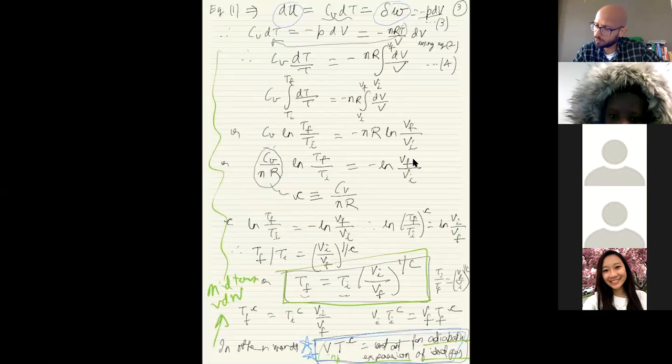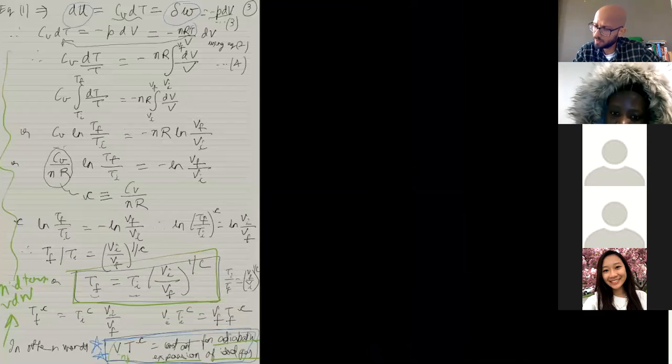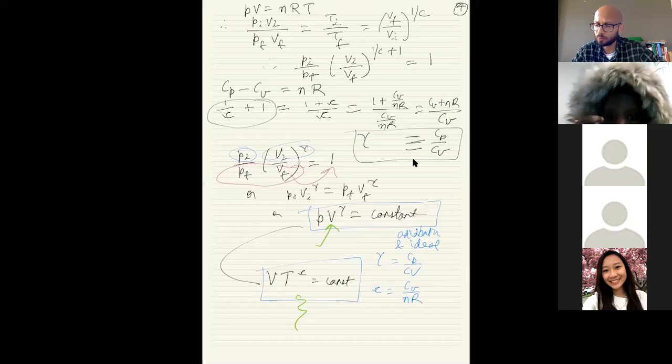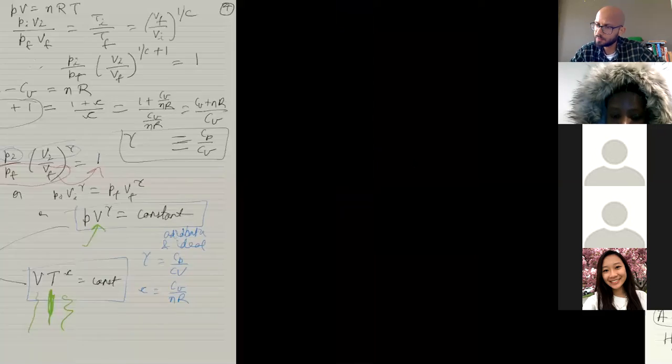And similar to that, this just gave us T V to the power C is equal to constant, which is equivalent to writing P V to the power gamma is equal to constant, because you can manipulate temperature and get rid of it and substitute it with pressure using the ideal gas equation.